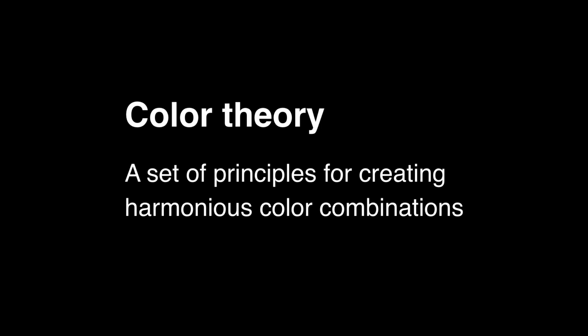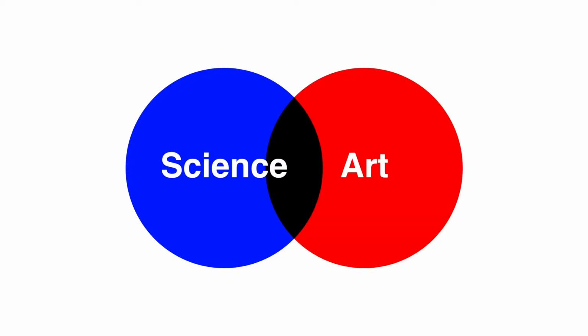Color theory is a set of principles for creating harmonious color combinations. It's a mixture of science and art. Understanding the fundamentals of color theory and where color comes from is important to know as a designer. Once you master it, you'll know how to create the best color combinations for your graphic and web design projects.